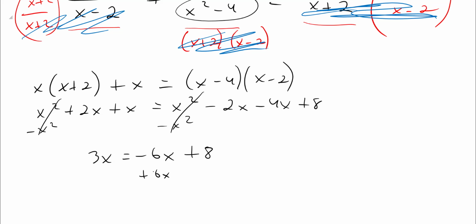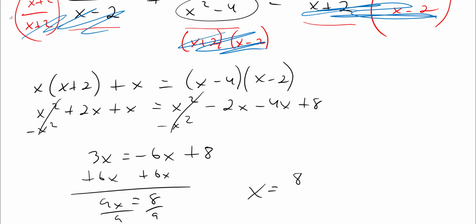Okay, so I'm going to add 6x to both sides. So 9x equals 8, and divide by 9. So x equals 8/9. Okay? So LCD, baby. That's what you got to look for each time. And once you get that common denominator, you can cross them off, and then you just solve the tops, and you're good to go.